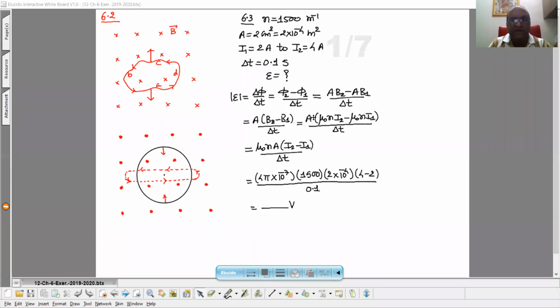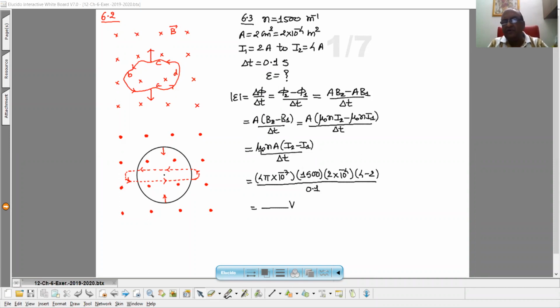Now the magnetic field produced by the solenoid, that is given by mu 0 n I. So when the current is I2, the field is mu 0 n I2. And when the current is I1, the field is mu 0 n I1. Again take mu 0 n common. So finally your equation turns to mu 0 n A (I2 minus I1) upon delta T.